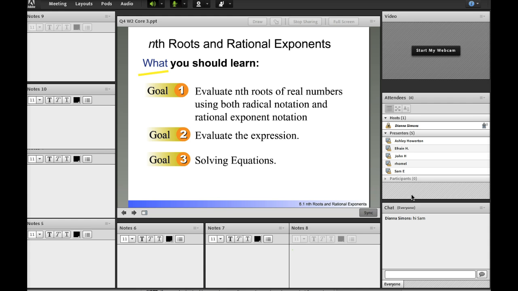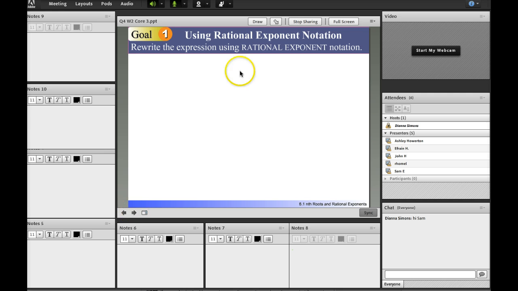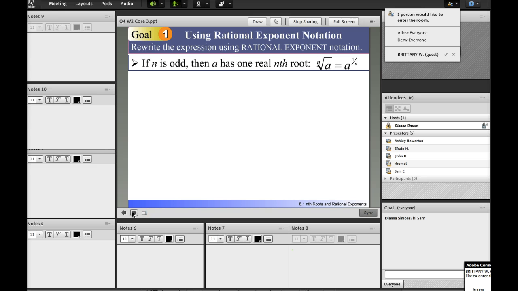Okay, we're going to talk about the nth root and rational exponents. So this is something that you should be doing this week. All right, I don't have my pen again. All right, so this is to kind of help you.